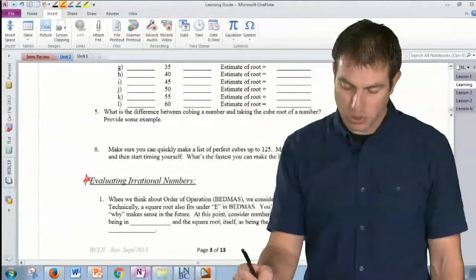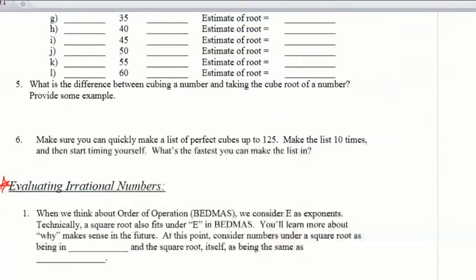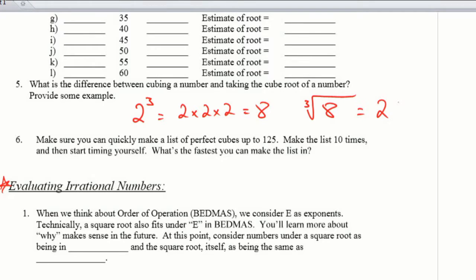Number 5, what is the difference between cubing a number and taking the cube root of a number? Same sort of idea. Let's pick a nice small number, easy to deal with. 2 cubed is 2 times 2 times 2, which gives me 8. And if I were to take the cube root of 8, I would ask myself, what number multiplied by itself 3 times gives me 8? And in this case, it's just 2. So the cube and the cube root are opposites of one another. If I take something and cube it, and I take the cube root, I should end up at the same number, in this case, 2.